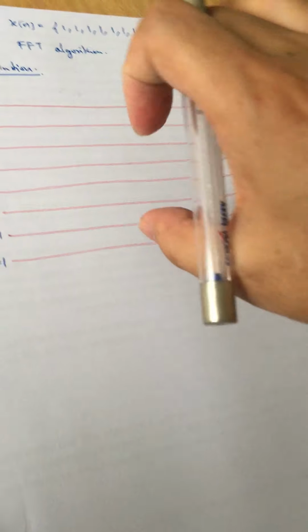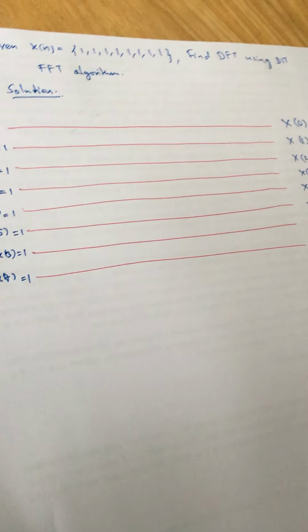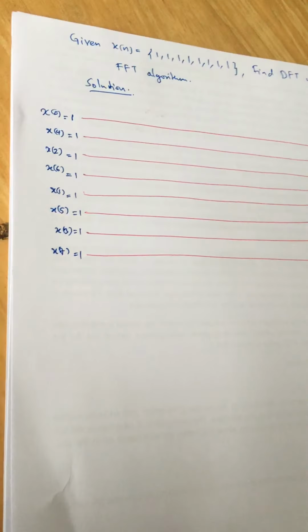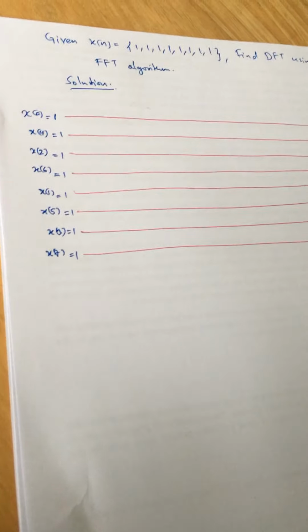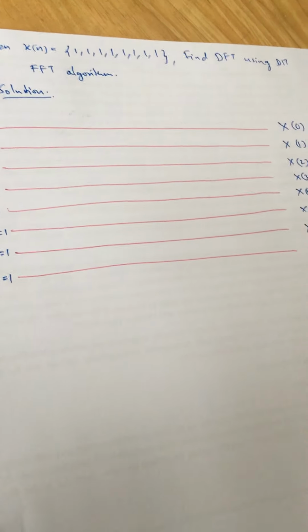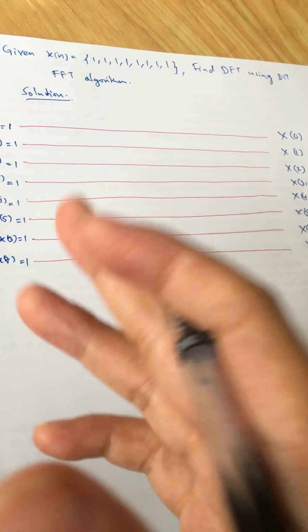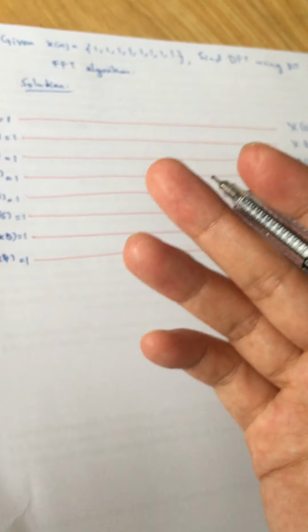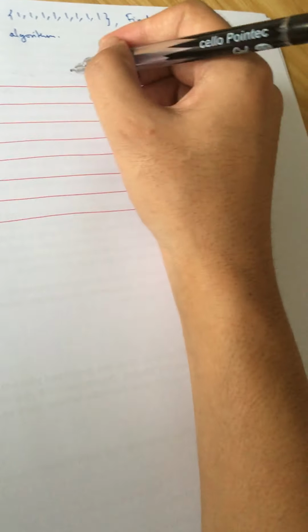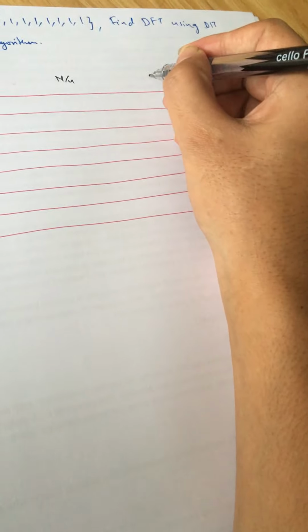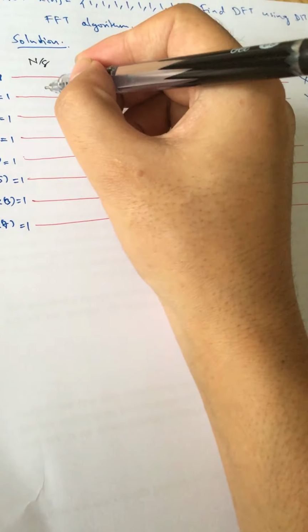The reason why I draw the lines like this is that since I am holding the camera myself, it is making it difficult to draw the line. Now we want to draw the butterfly computation. First it is N by 8, then this will be N by 4, then N by 2.